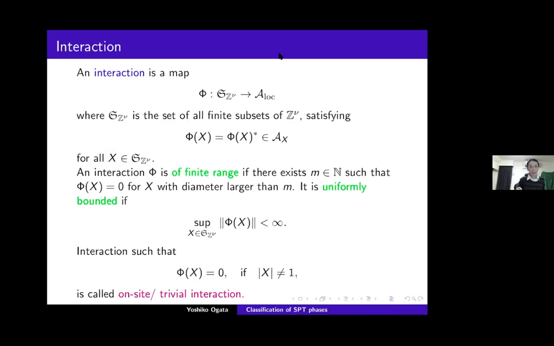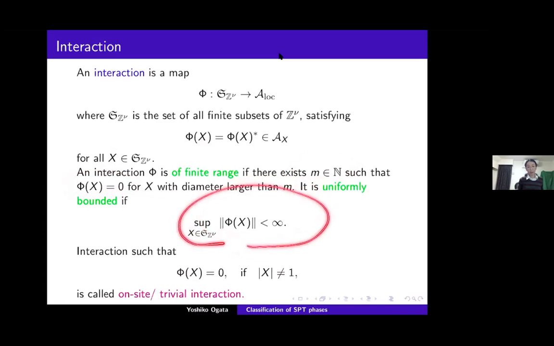Okay, let me continue. The interaction is defined like this. And we would like to define dynamics out of interaction. Therefore, in order to do that, we have to require some good property of the interaction. For example, the simplest condition we can require is a uniformly bounded finite range interaction. More precisely, finite range means that there is some natural number m such that phi of X is equal to 0 for X with diameter larger than m, and uniformly bounded is literally uniformly bounded in this sense.